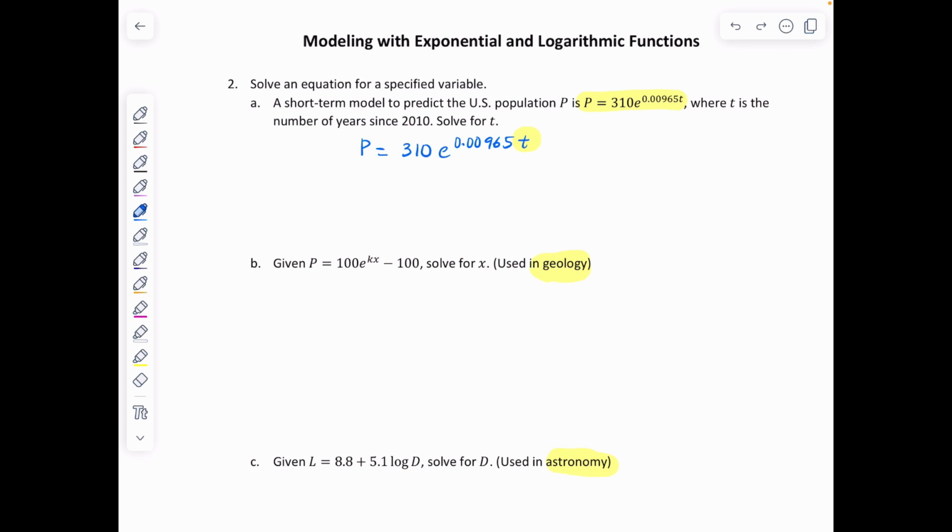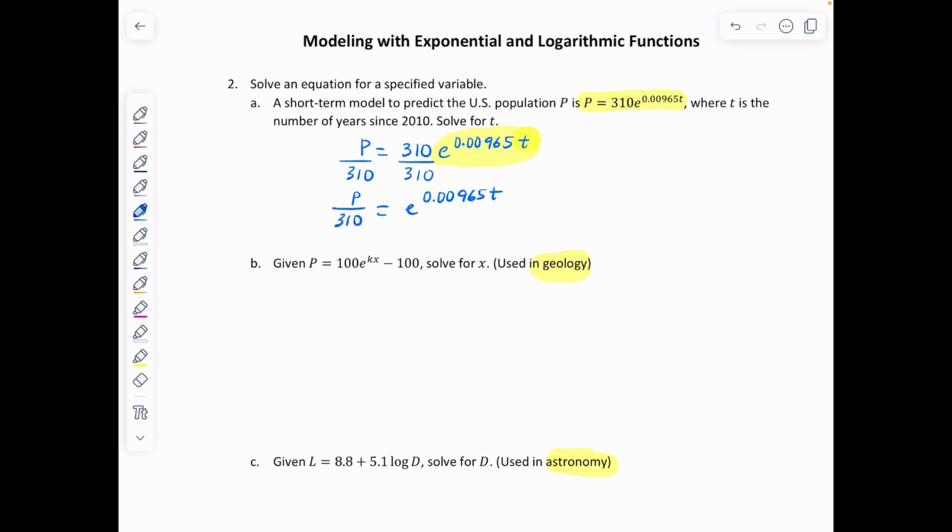So we are going to isolate the exponential expression first, which is e to this whole exponent. To isolate that, I'm going to divide both sides by 310. Okay, and then on the right, I have e to the 0.00965 t, and then P over 310.